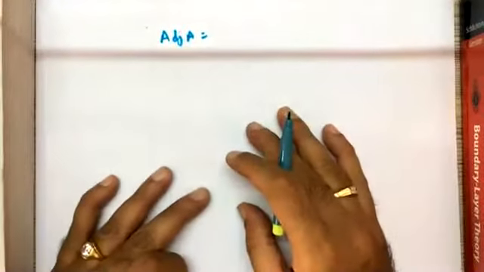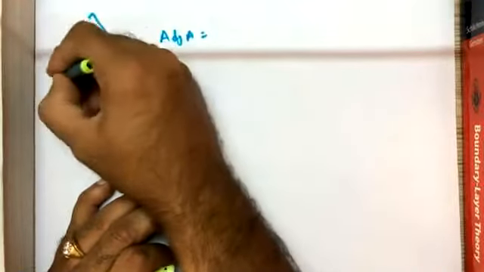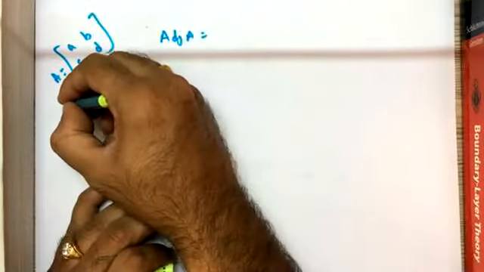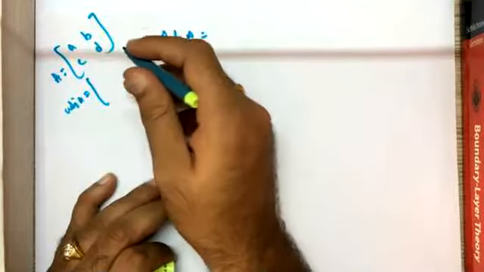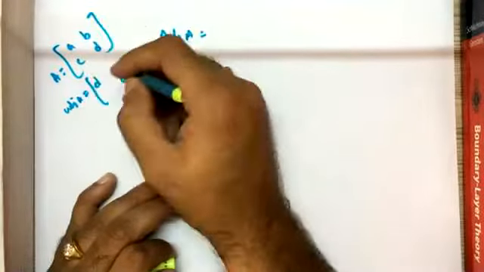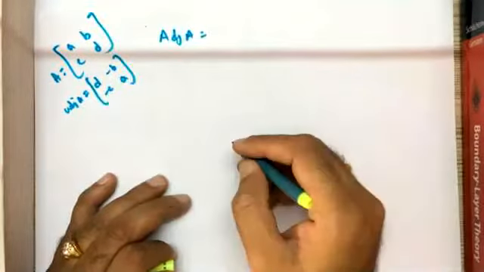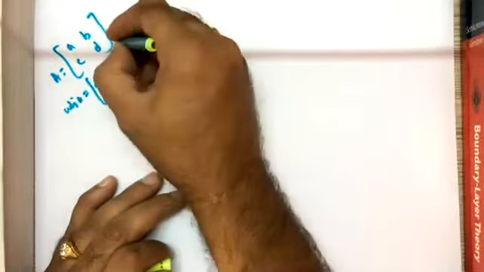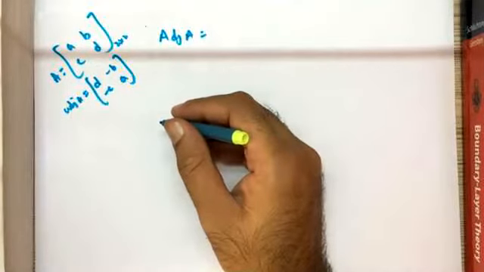Adjoint A. Can anybody tell me what is adjoint A for a 3 by 3 matrix? If it is for a normal 2 by 2 matrix, then adjoint A will be: you have to interchange the elements in the principal diagonal, that is D and A, and the rest of the elements you have to multiply with minus. So minus B, minus C. That's fine. But if it is 3 by 3, then what would be the adjoint A?